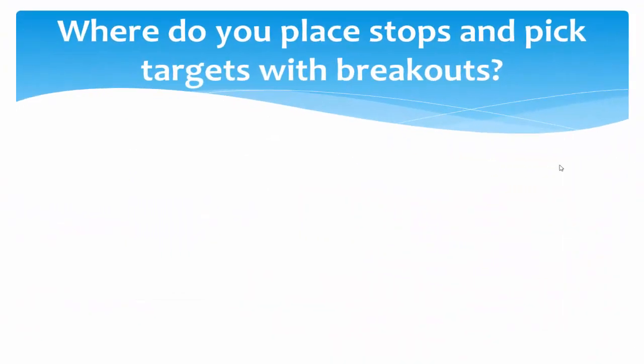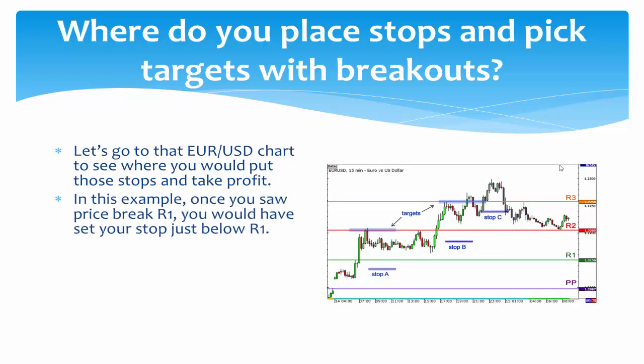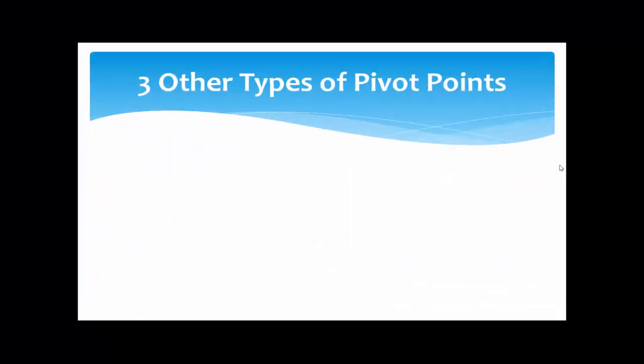Where do you place stops and take profit targets with breakouts? Let's go to the chart Euro USD to see where you would put those stops and take profits. In this example, once you saw price break R1, you would have set your stop just below R1. If you believe that price would continue to rise, you could keep your position and move your stop manually to see if the move would continue.